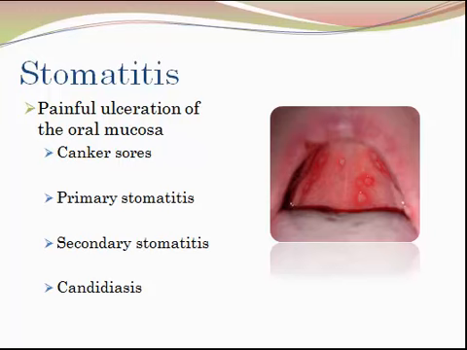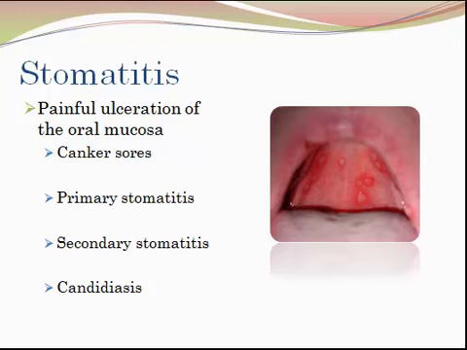It affects people of all ages, and your book goes over the different types. There's the canker sores, which is the most frequent, which is also called aphthous ulcers, primary stomatitis, secondary stomatitis, and candida, which is a form of secondary stomatitis. The primary stomatitis is the most common, which includes those non-infectious stomatitis, herpes simplex stomatitis, and traumatic type ulcers.